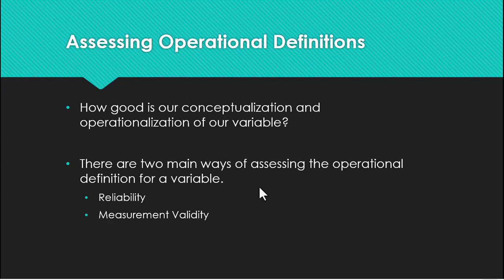After we've conceptualized and operationalized our variables, we need to go through and check to make sure our conceptualization and operationalization of our variable is good enough. And so, when we talk about assessing operational definitions, we're talking about how good our conceptualization and operationalization is. And there are two main ways of assessing this sort of operational definition for a variable. We can look at reliability and measurement validity.